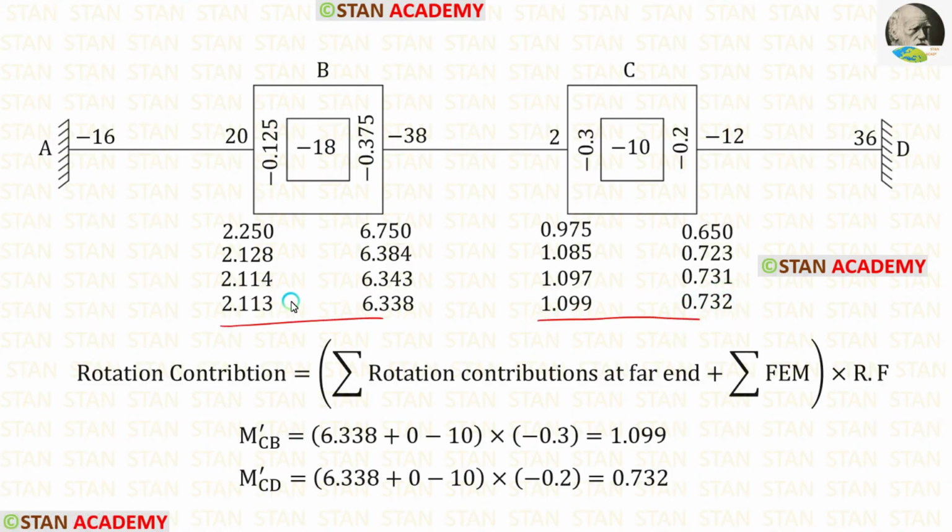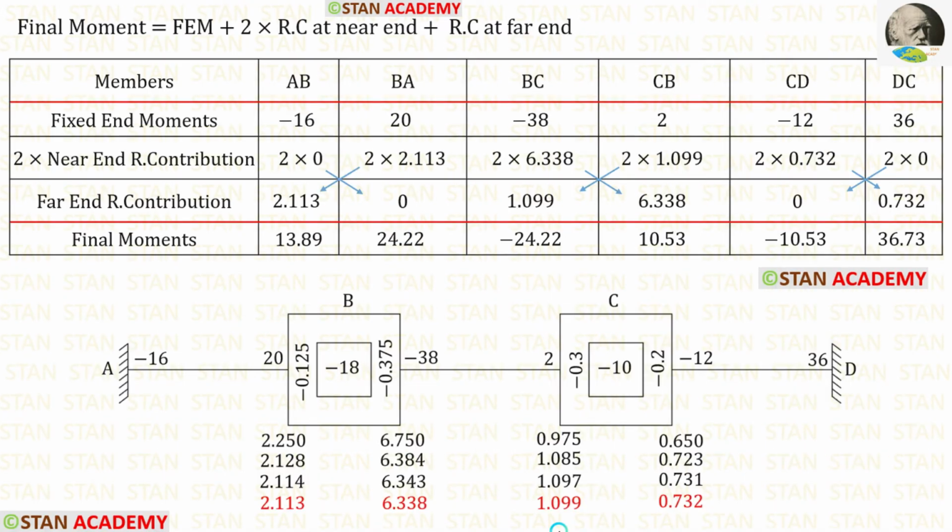We don't have to go for the fifth cycle, because in the third and fourth cycle, we are getting approximately equal values. Now we are going to find the final moments. We know the formula to find the final moments: fixed end moment plus 2 into rotation contribution at near end plus rotation contribution at far end. Let us make a table. In the table, first let us enter all of the members. Then let us enter the fixed end moments. Then let us enter 2 into near end rotation contributions.